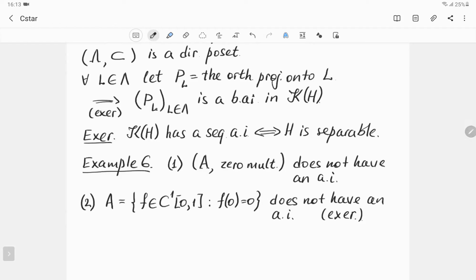Okay, so that's all for today. And at the next lecture, we begin by showing that each C-star algebra has a bounded approximate identity, which also has some special properties. This is a very useful result.